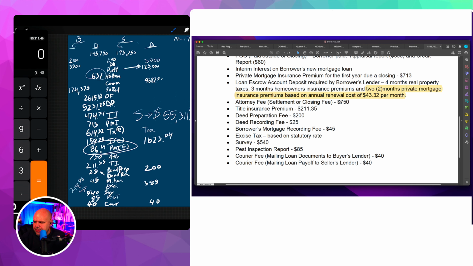And then what does the borrower need to bring? Let's do the credits first. Well, no, we'll do the debits first and subtract one by one. $193,750. 637 plus 2615.63 plus 5231.25, 474.74, 713.